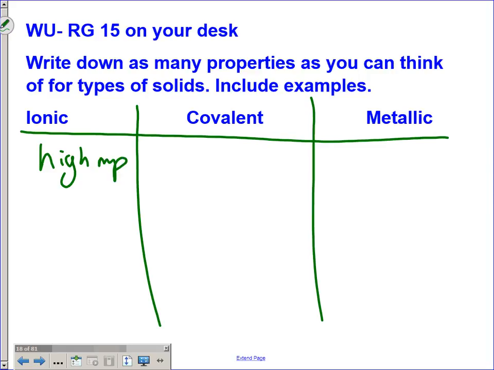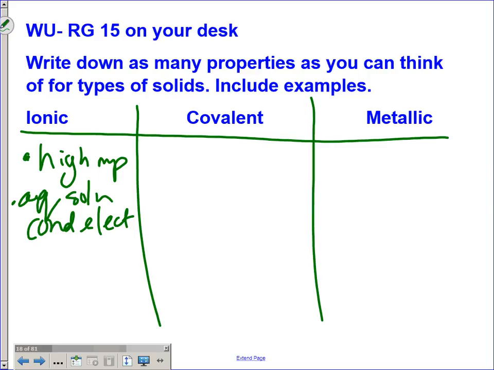Robbie's group. Ionic. Say again. When you say conducts electricity, what state of matter would it need to be in? Say again. Aqueous, right? So aqueous solution. It will conduct electricity. You should be writing these down with me. This is a good review of ionic, covalent, metallic, and so forth.